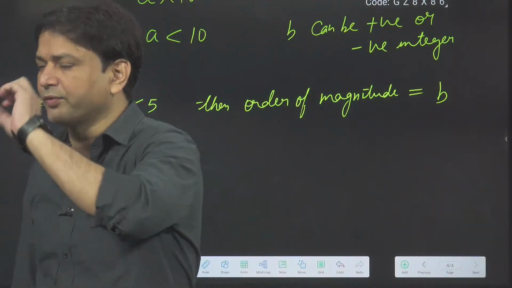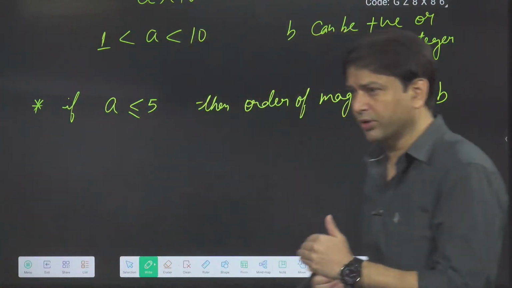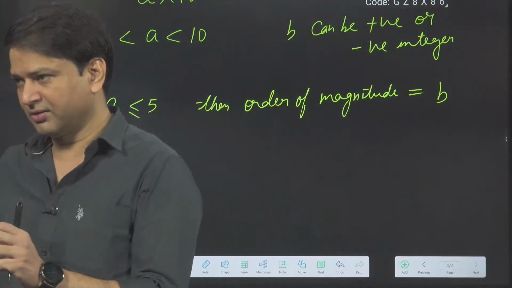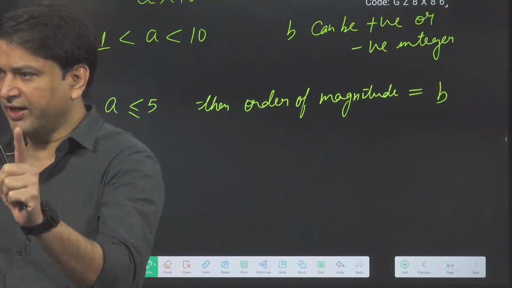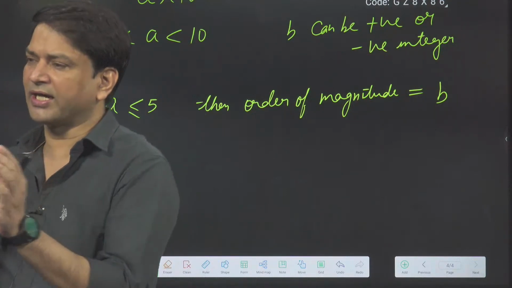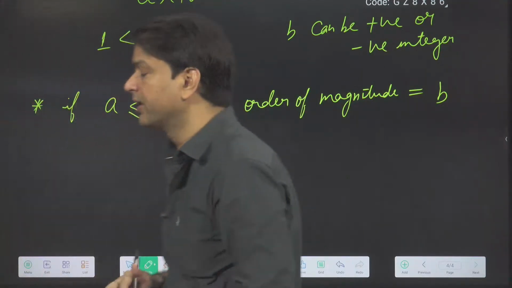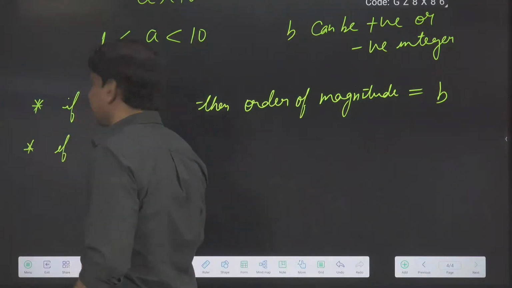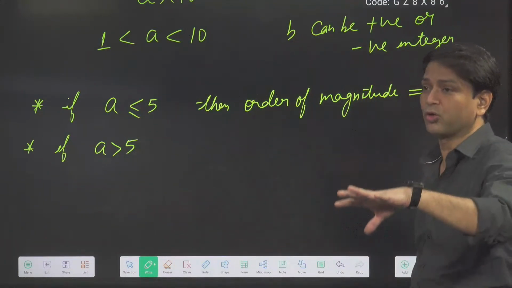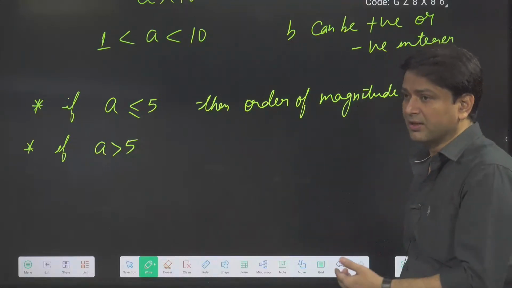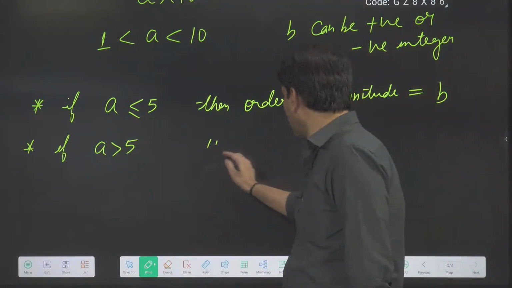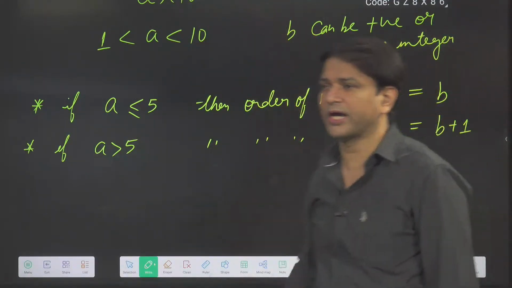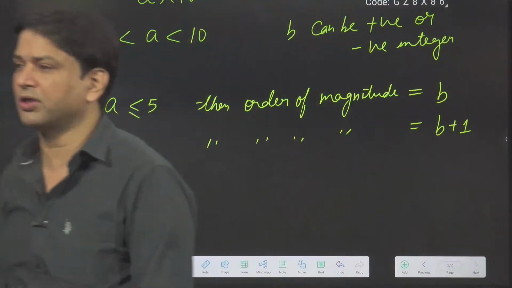So don't get confused if you are reading NCERT; I am saying it in a different form. I am dealing with A into 10 to the power B. When the power of 10 is B and A is less than or equal to 5, then whatever the power, that is the order of magnitude. Second, if A is greater than 5 but less than 10, then the order of magnitude will be B plus 1. Whatever the power you write, you add 1 to it. Then it will be the order of magnitude.